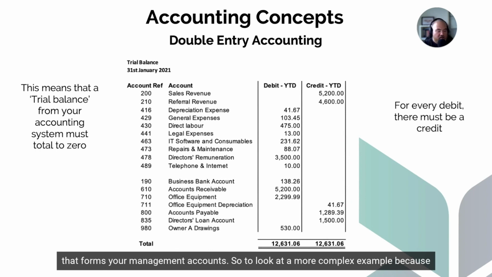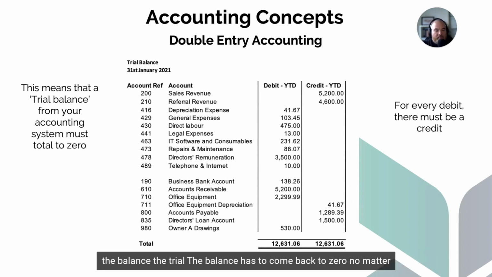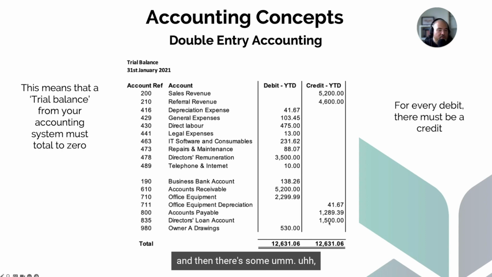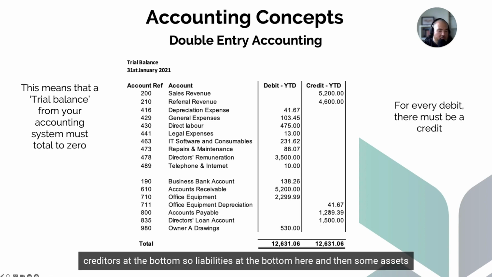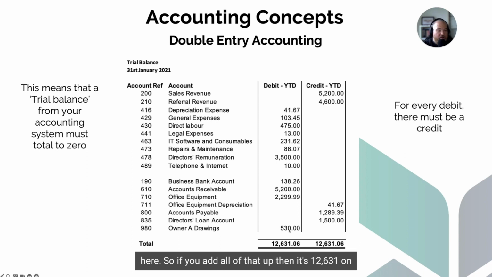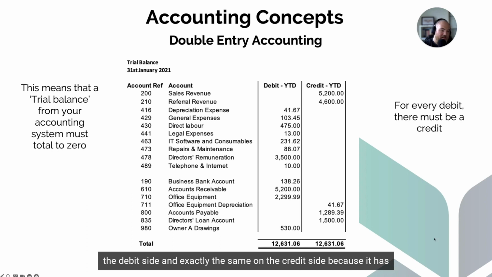So to look at a more complex example, because it doesn't matter how big or small your business is, the trial balance has to come back to zero no matter what. If we look at this slightly bigger, slightly more complex example, there's a lot more sales here. We've got two types of revenue instead of just sales revenue, and all these expenses here, and then there are some creditors at the bottom, so liabilities, and then some assets here. If you add all of that up, it's 12,631 on the debit side, and exactly the same on the credit side, because it has to be. Because if for every debit there's a credit, then these always have to come back to zero once you net them off against each other.